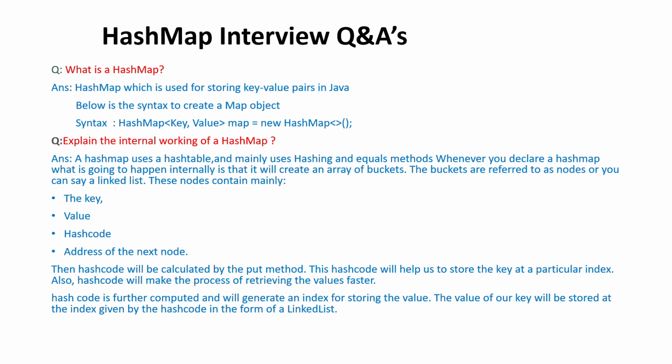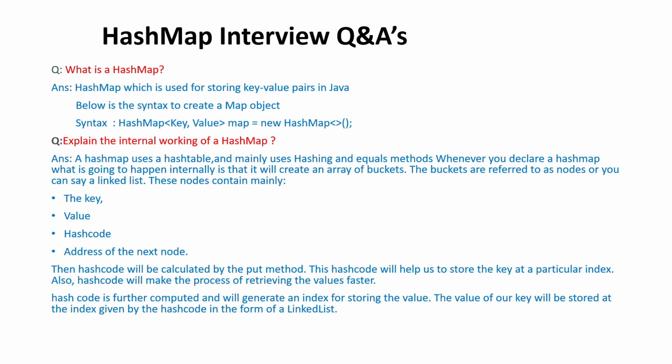So the hash code will be calculated by the put method. Every object has the hashCode method. So what will the hashCode method do? It will generate the hash code for that particular key, whatever key we are passing. The hash code will help us to store the key at a particular index. Also, the hash code will make the process of retrieving the values faster.